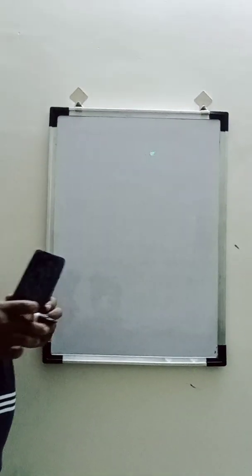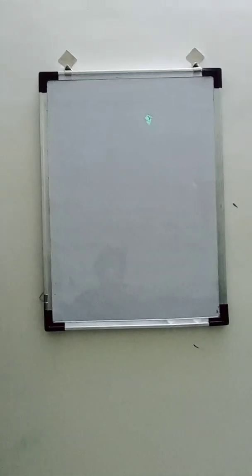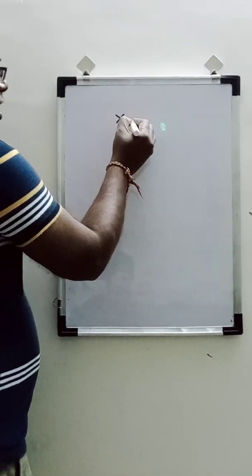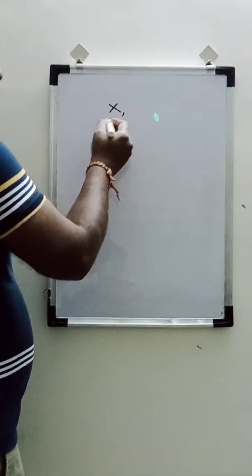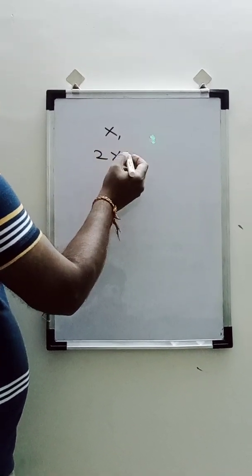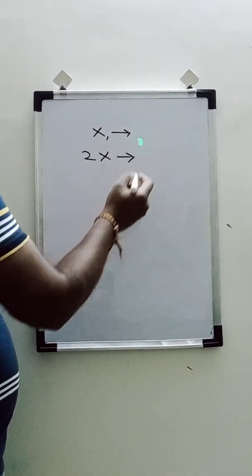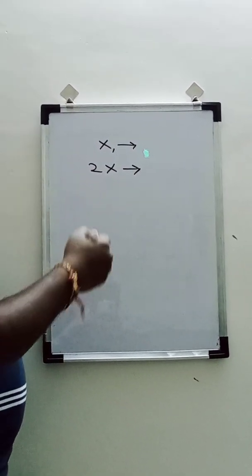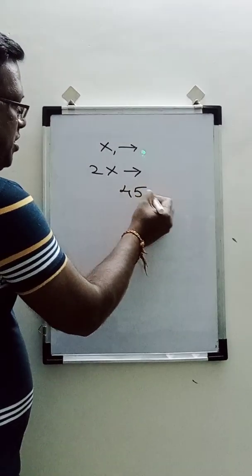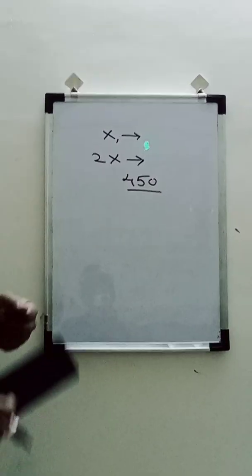Now the problems which we are going to discuss are related to numbers. There are two numbers. One number we don't know, and the other number is twice of this particular number. So the first number is x and the second number is 2x. The product of these two numbers is 450. Then we need to find both numbers.